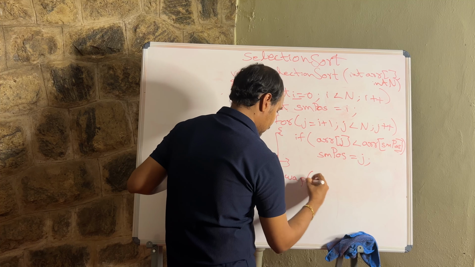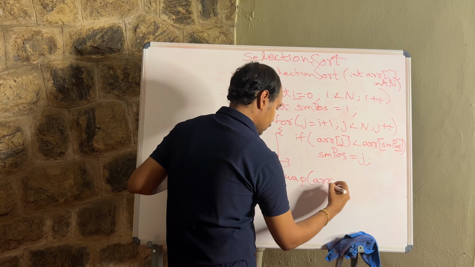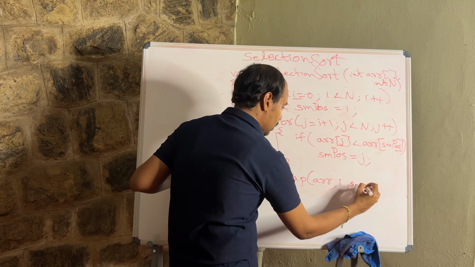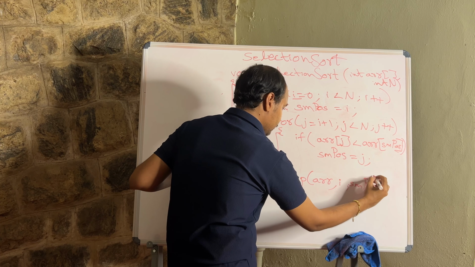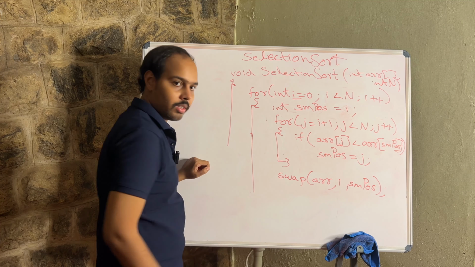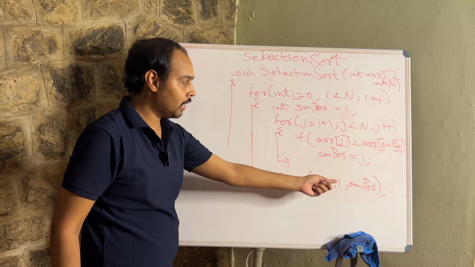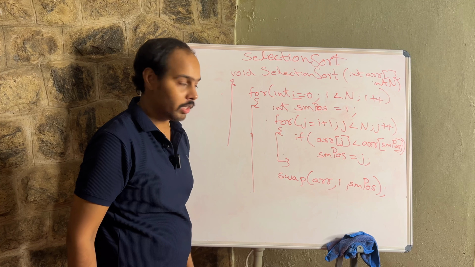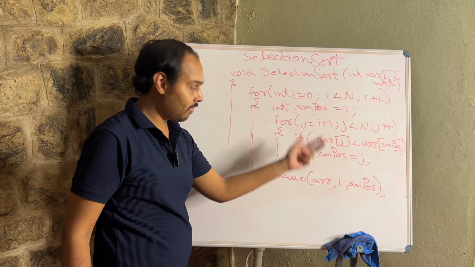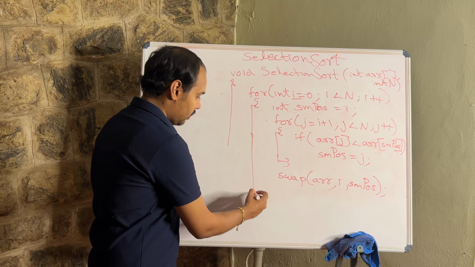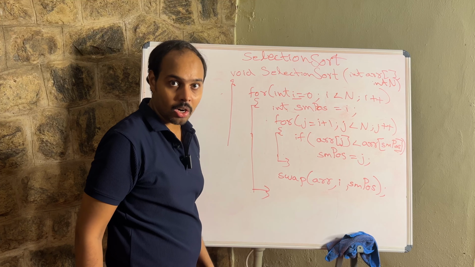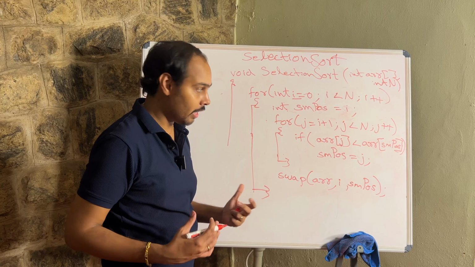Swap arr, i and smallest position. With this, we swap the element in i with the element in the smallest position. So now after this one iteration of the loop, the index i will have the smallest element in the array.